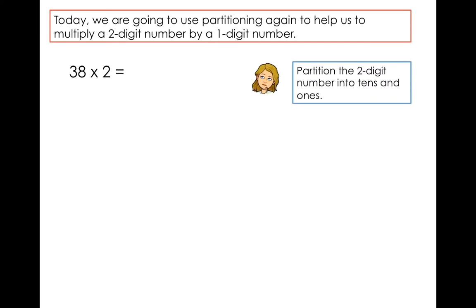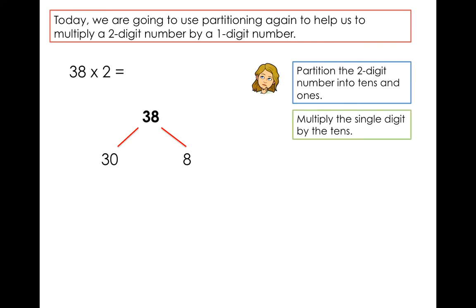So first of all, we're going to partition the 2-digit number 38 into tens and ones. So we've got 3 tens, which is 30, and we've got 8 ones. Okay? So next we're going to multiply the single digit 2 by the tens, the 3 tens, which is 30. So we do 2 times 30. Now remember, to help us, we do the question we know first of all, which is 2 times 3, which is 6.